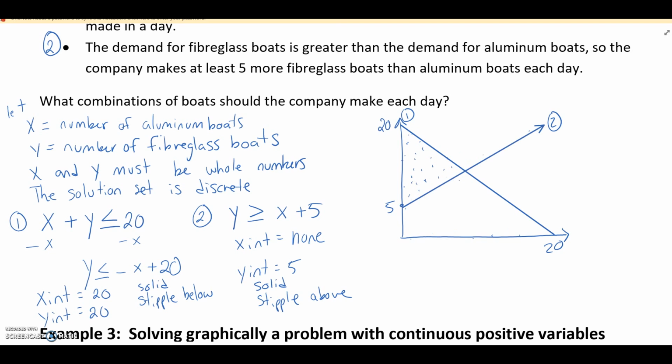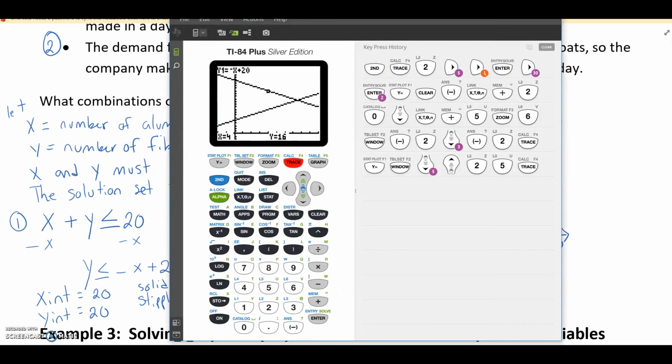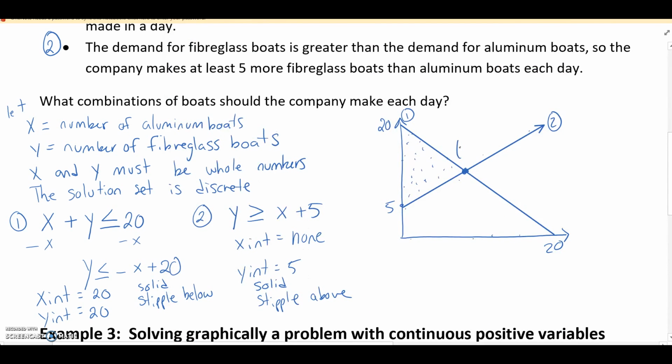Now the only thing left to do is to find this point of intersection using our graphing calculator. Reminder, second, trace 5, enter, enter, enter. And you could see it's at 7.5 and 12.5. And make sure you label that on your graph. So it says, what combinations of boats should the company make each day? And any point with a whole number solution in that stipple region is an acceptable combination.